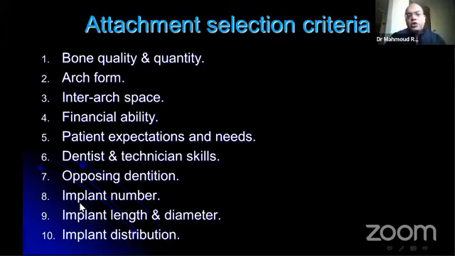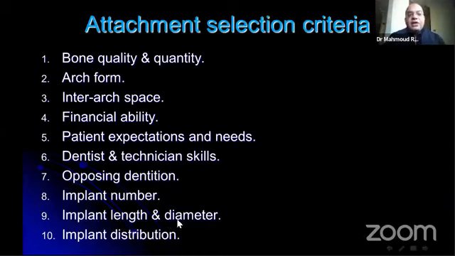Implant number here is also important. If we have a good implant number in your arch, you can use a rigid attachment and gain the most powerful retention from it, and also support and stability. If you have a lesser number of implants, you must use a resilient attachment to decrease the forces falling onto these implants.